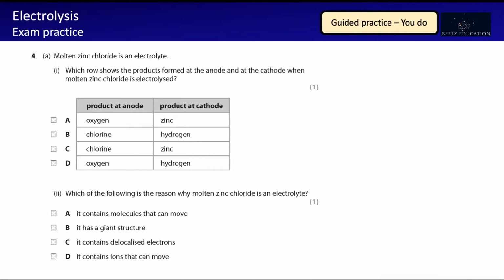So for the first one, we should have C as our selection for that one, chlorine and zinc, chlorine at the anode and zinc at the cathode. And for our second question, it's D because it contains ions that can move.